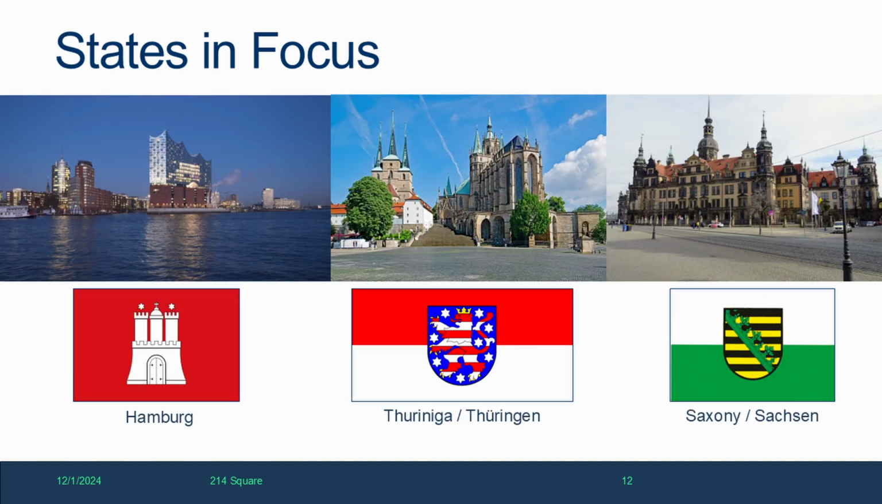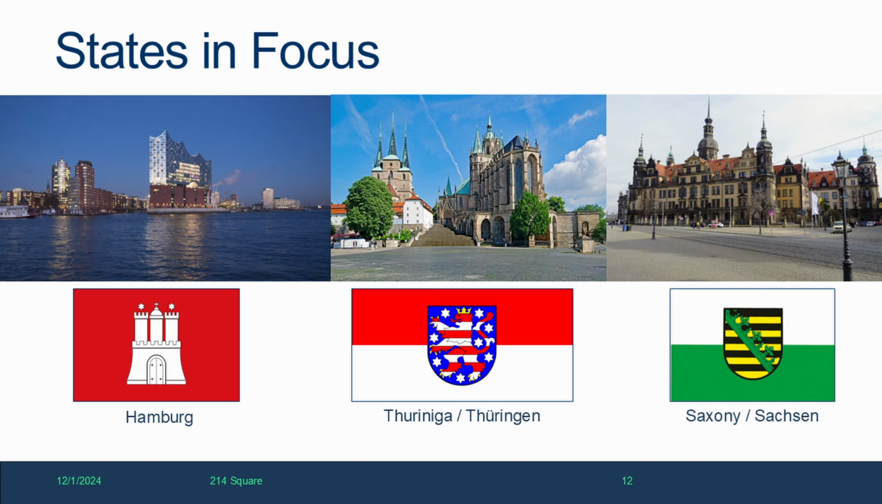Next, also in focus are some German states. First of all, Hamburg. There will be state elections on March 2nd, 2025, and this is the hometown and home state of Federal Chancellor Olaf Scholz, and also the place where he has been a mayor. And so we will see how his party will perform in Hamburg.